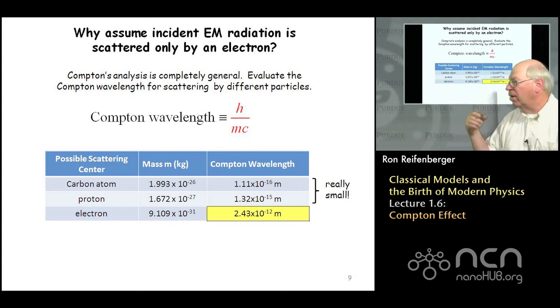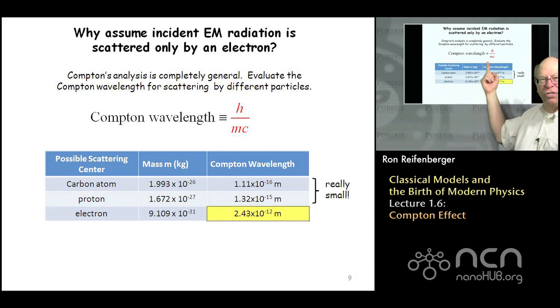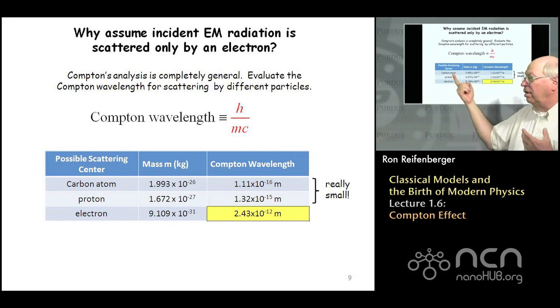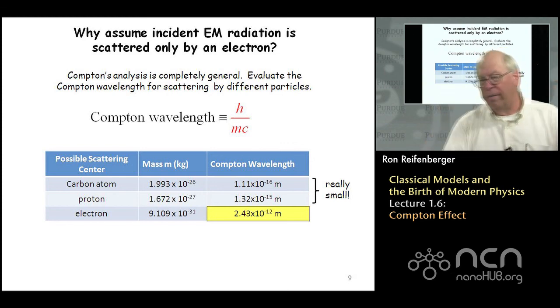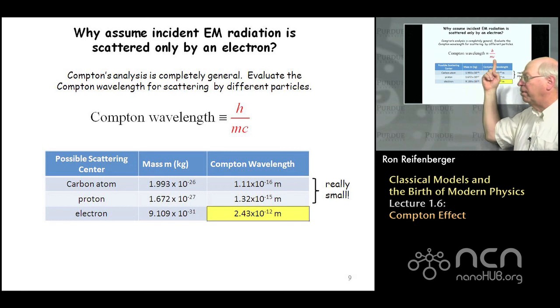And so what I do to address that issue is I just calculate what the Compton wavelength is for a variety of different objects. So if you assume that the scattering of the incident X-rays is due to the carbon atom, then in this formula you've got to put in the mass of the carbon atom.